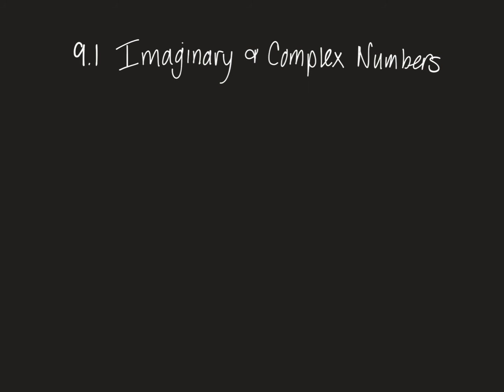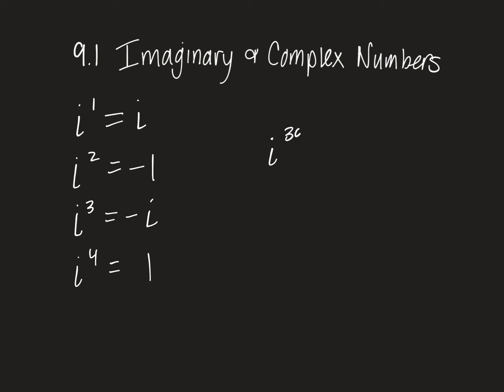Right, so we did this last year in Algebra 2. So we remember that i to the first power is just i, i squared is -1, i cubed is -i, and i to the fourth is 1. So if you want to simplify something that has a large exponent of i, you just take whatever the exponent is, so in this case it's 30, divide it by 4. 4 will go into 30 7 times. So your remainder becomes your exponent. So i to the 30th is the same as i squared, which we know is -1.